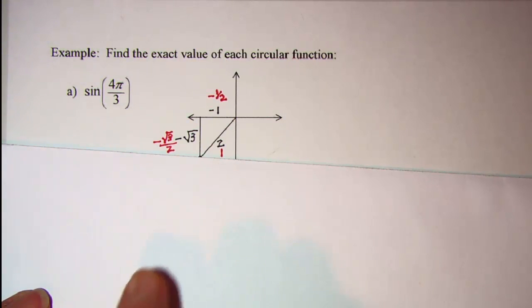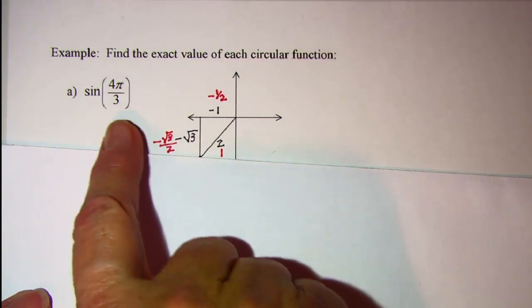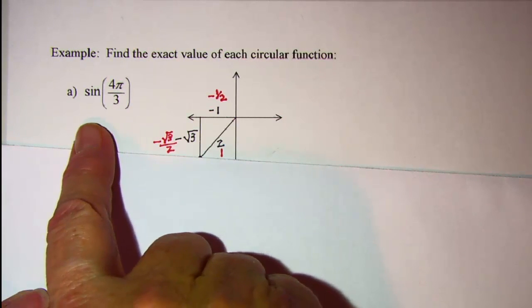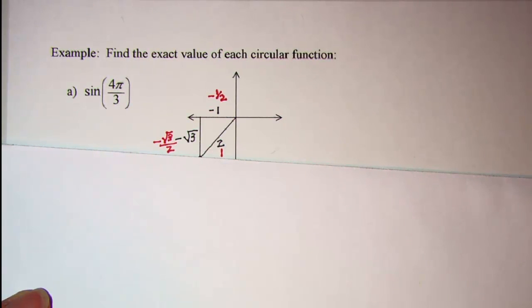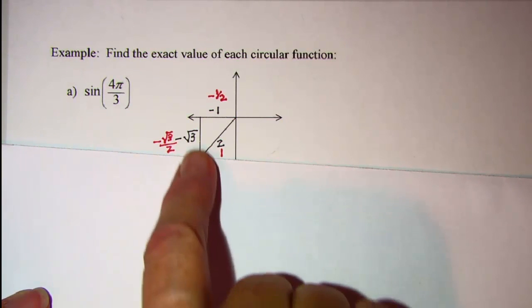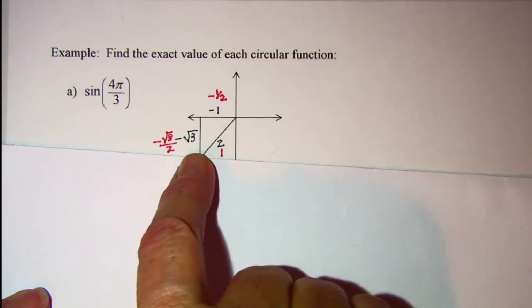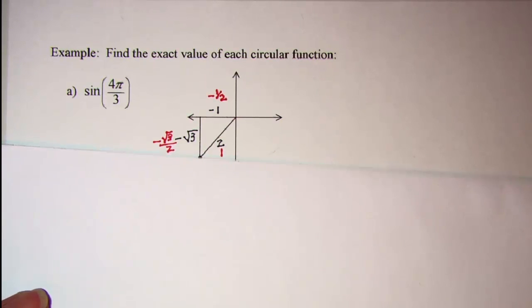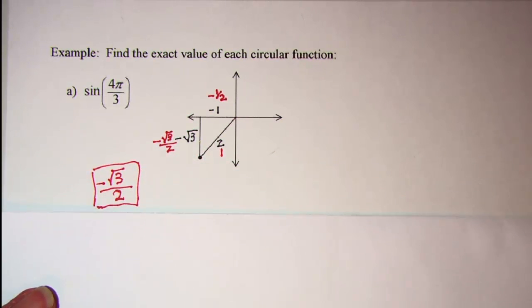Now, because I did a circular function, we know that the sine is defined as just y, the y value. And so the y value on this sketch is my negative root 3 over 2. So my answer is negative root 3 over 2.